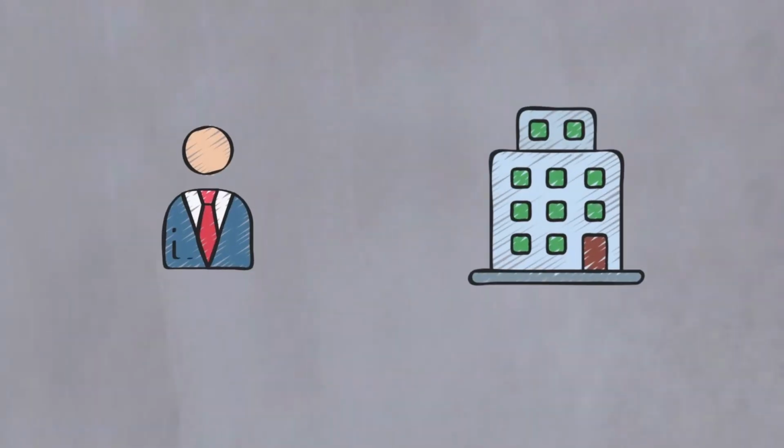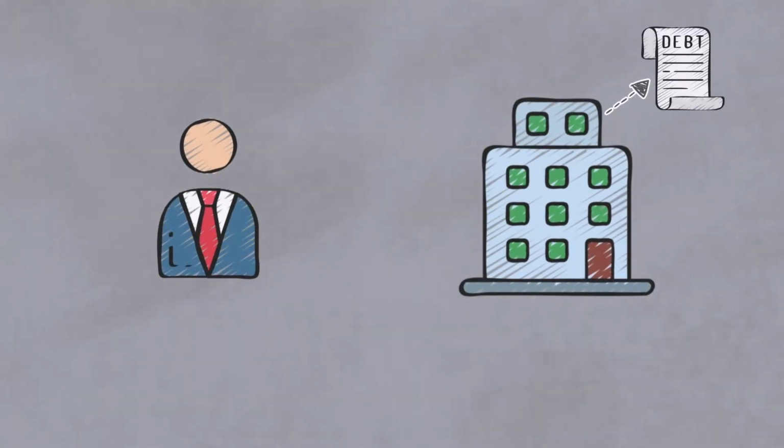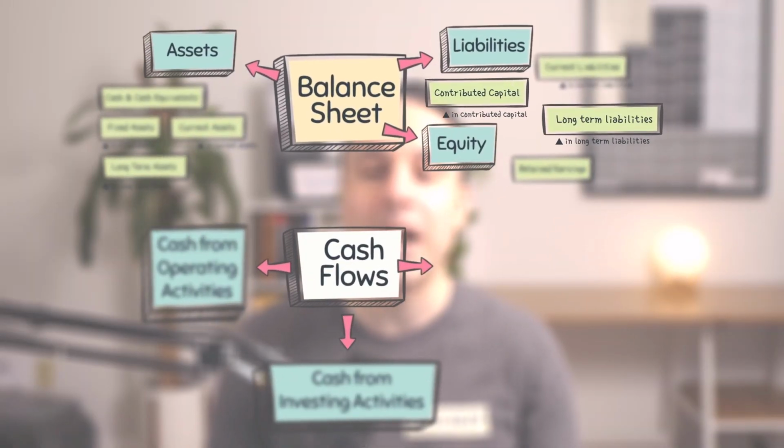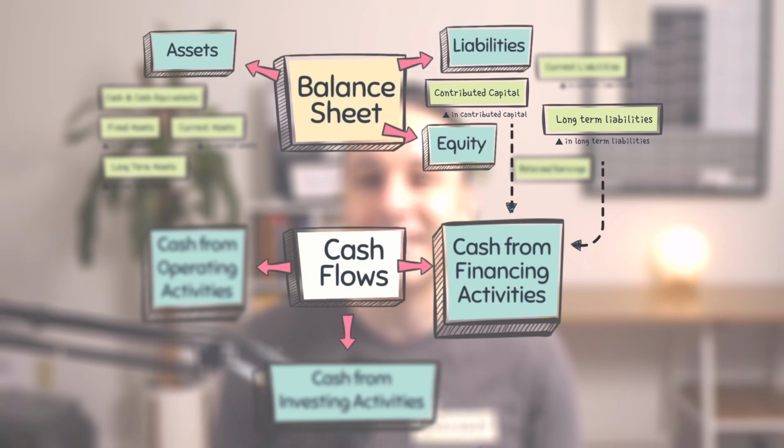So any amounts invested into the business by the owners, any debt the business takes out, or any payments for that debt or distributions to the owners, that shows in this section. In other words, the changes from long-term liabilities and any equities account goes into the cash from financing activities section.